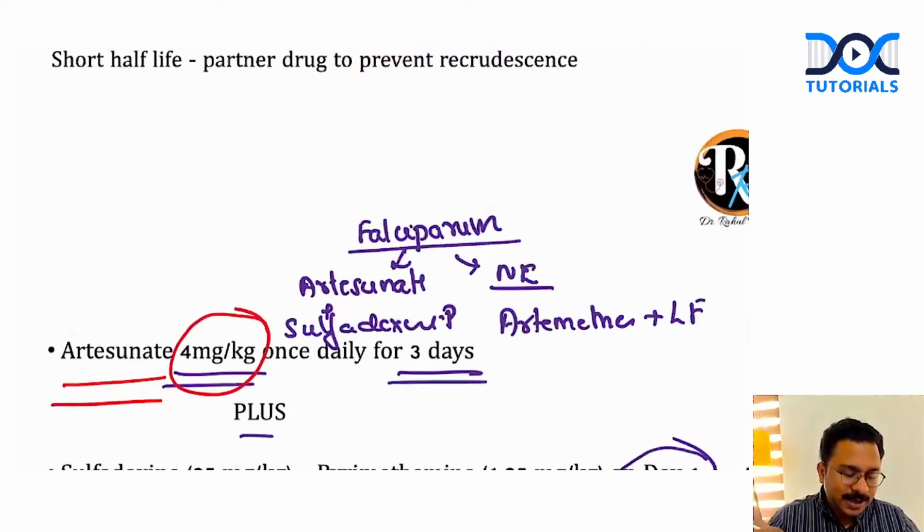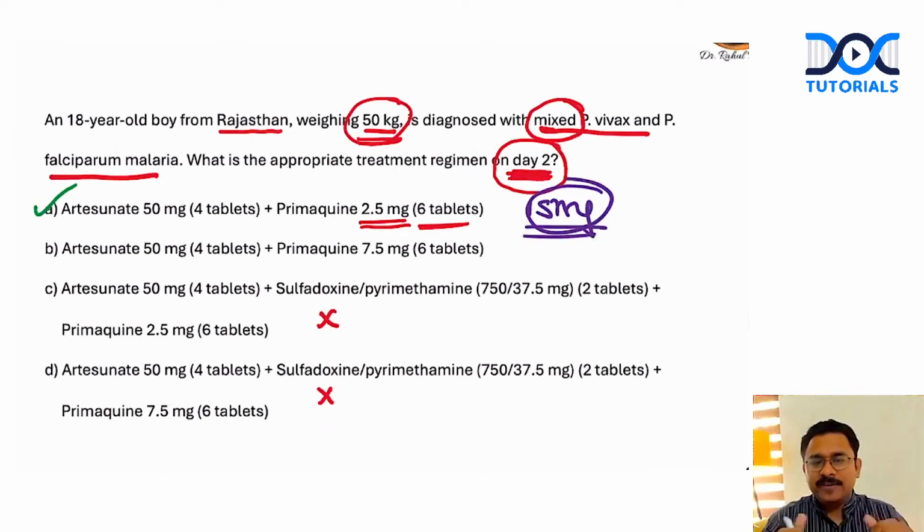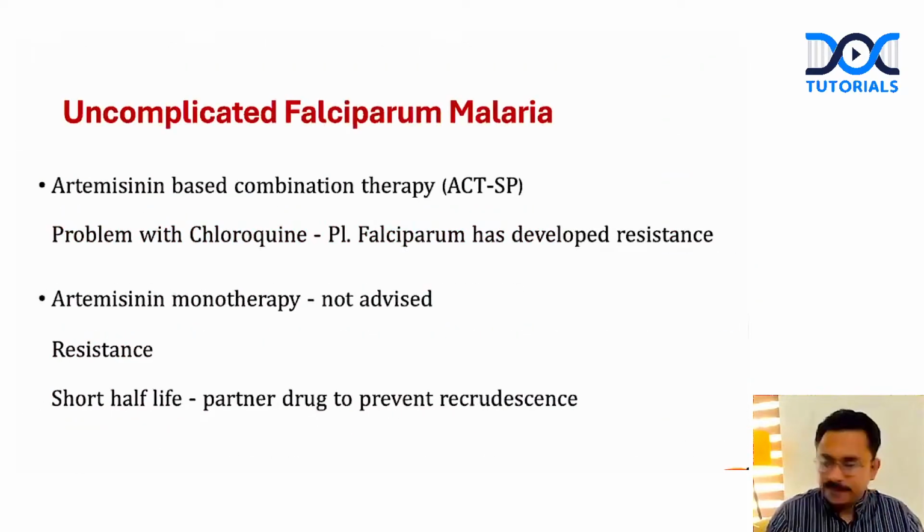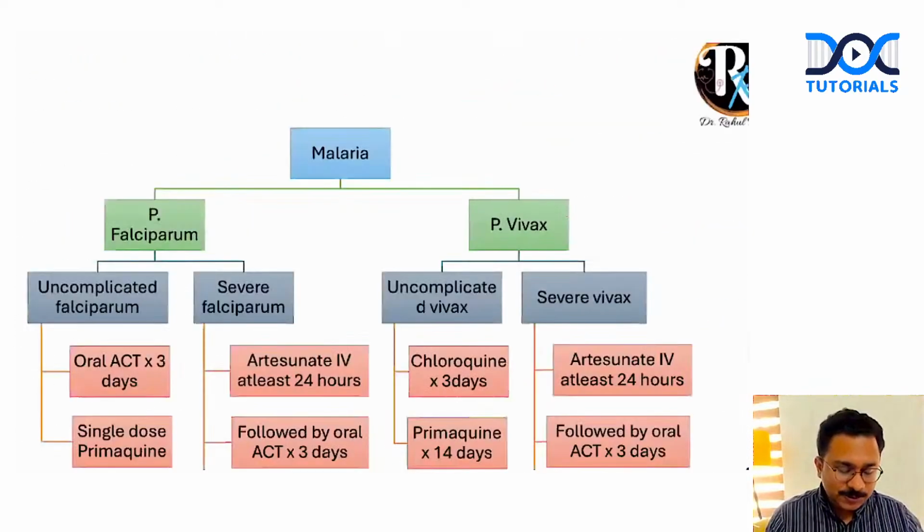Now, my children, if you have understood this, give me a thumbs up. I'm expecting your thumbs up. Just waiting for your thumbs up in the chat box. So it's a tricky question that was asked in NEET PG 2024. Just give me a thumbs up if you have understood.